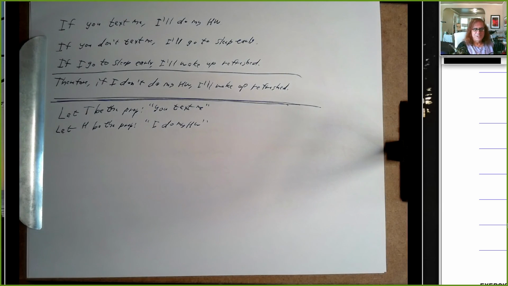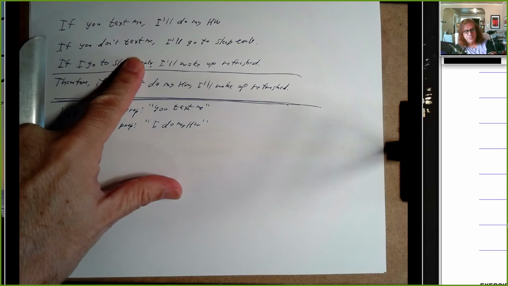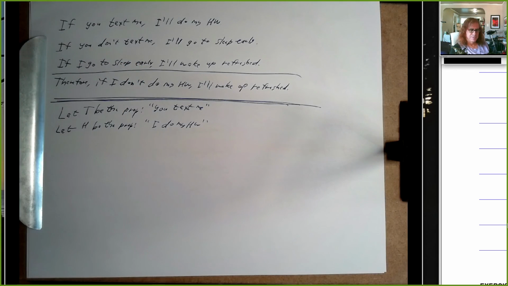All right, so what would be some other propositions we could define to try to rewrite this theorem in the language of propositional logic? Do we need another variable for the proposition, you don't text me? Do we need to make a proposition like D for that? No, why not? Right, so we can just say not T, that's the proposition, you don't text me.